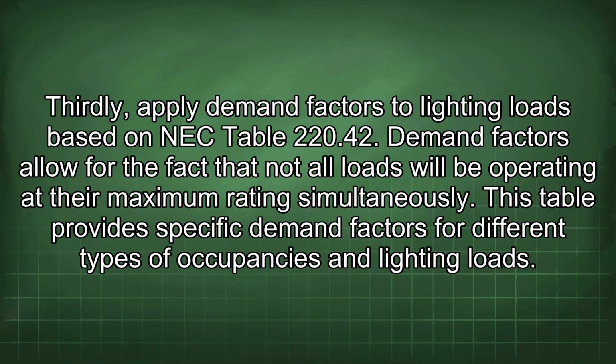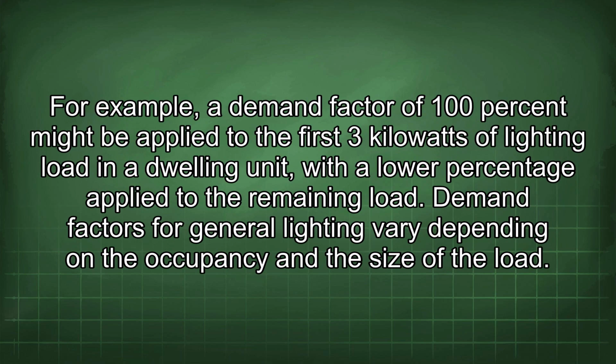Thirdly, apply demand factors to lighting loads based on NEC Table 220.42. Demand factors allow for the fact that not all loads will be operating at their maximum rating simultaneously. This table provides specific demand factors for different types of occupancies and lighting loads. For example, a demand factor of 100% might be applied to the first 3 kilowatts of lighting load in a dwelling unit, with a lower percentage applied to the remaining load.